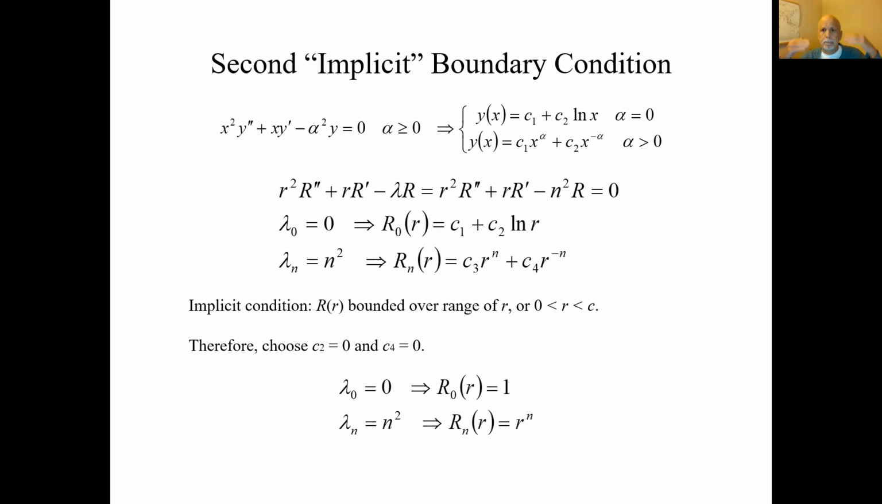And that is, we can't have an unbounded solution. Remember, this is steady state temperature. It can't go off to infinity anywhere in your range of variables. And that holds for both the theta equation and the R equation.